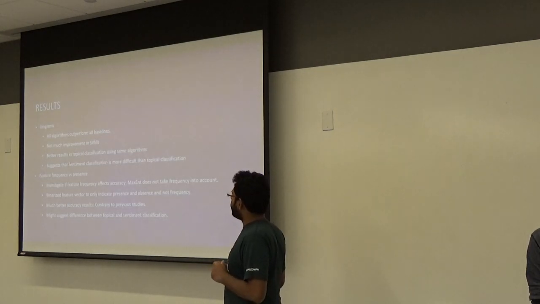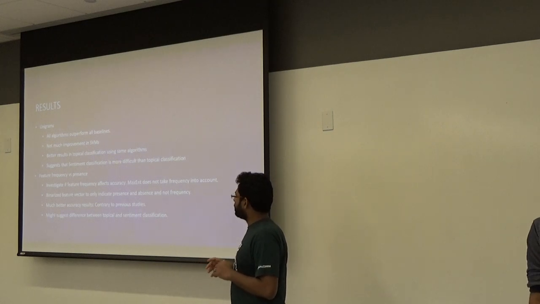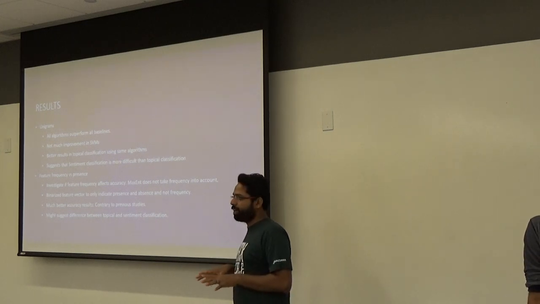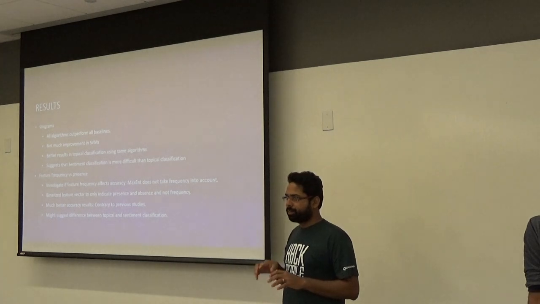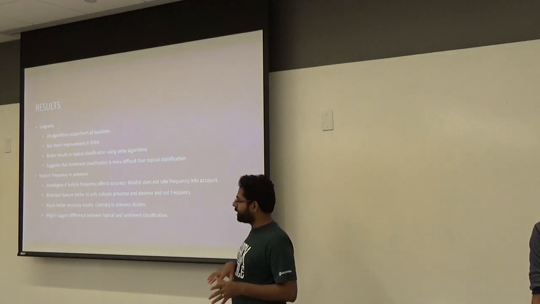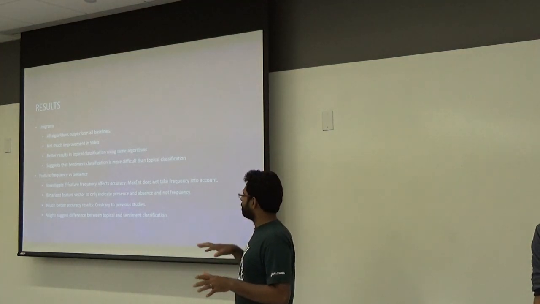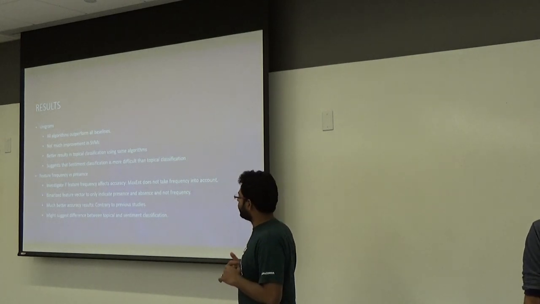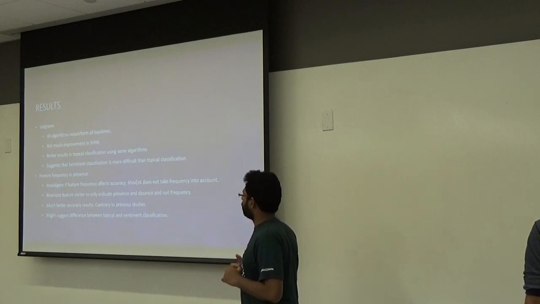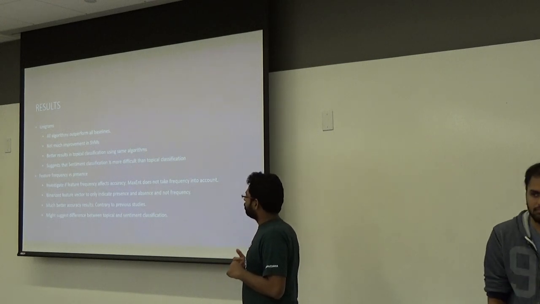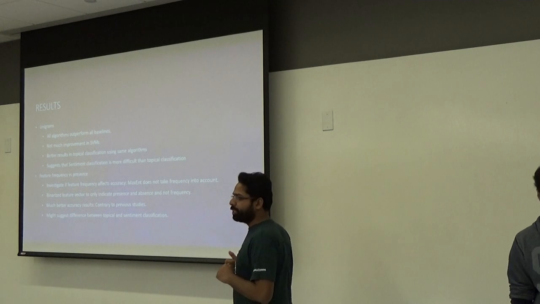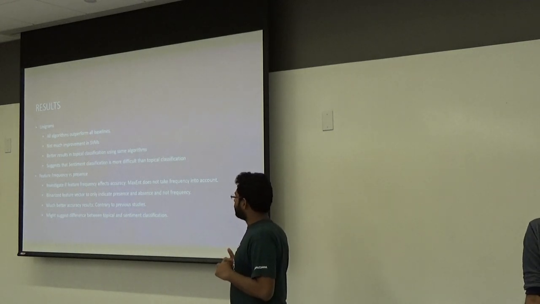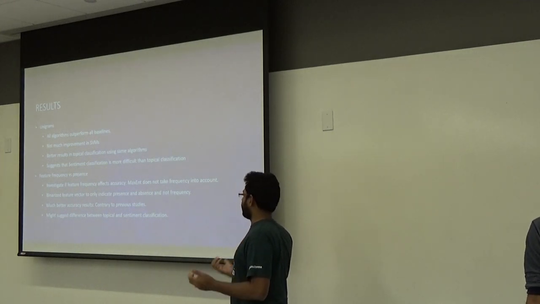So the results: they are trying to compare different types of features and represent them in different possible forms so that they can observe the results. First they tried unigrams. All algorithms are performing above the baselines. Then there is not much improvement in SVMs. Then there are better results in topical classification using the same algorithm, which is obvious.